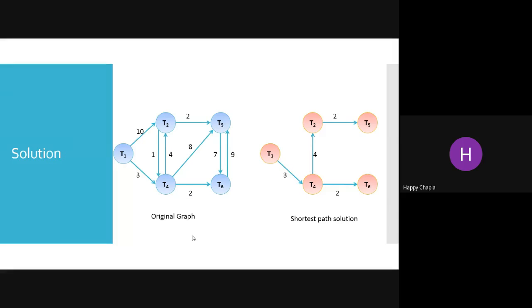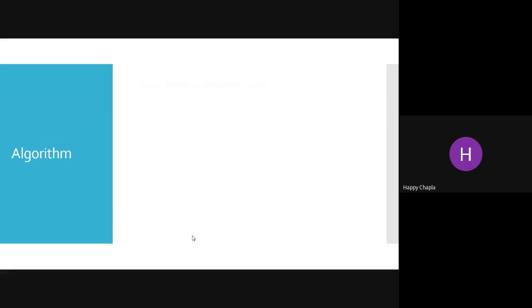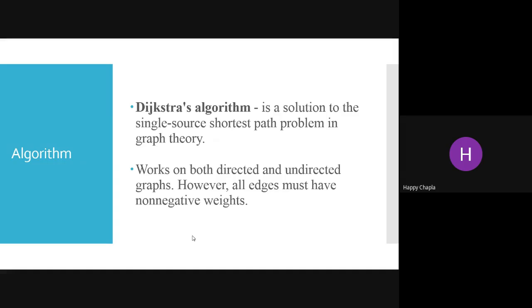Okay, so this is the shortest path solution using Dijkstra's algorithm. Now, how will Dijkstra's algorithm work? Dijkstra's algorithm is a solution to the single source.